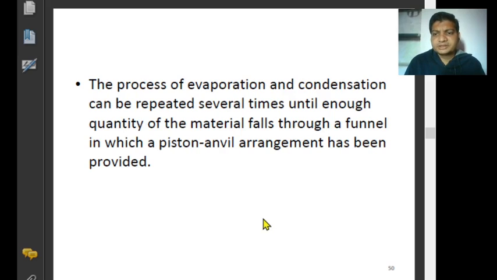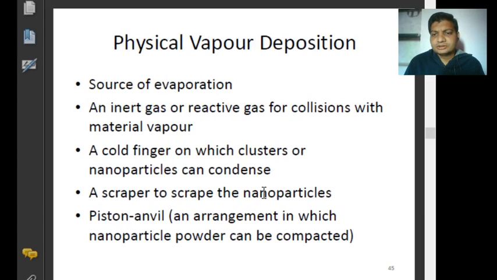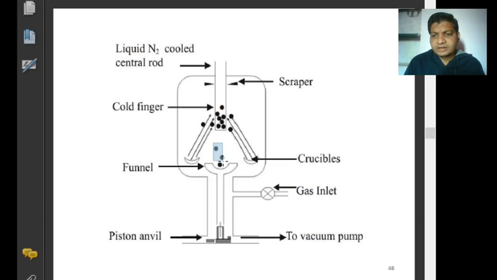The process of evaporation and condensation can be repeated several times until enough quantity of the material falls through a funnel in which a piston anvil arrangement can be provided. So this is what we have discussed. The nanoparticles get scraped and dropped here, and then we have to remove them. This is the piston anvil used to remove our nanoparticles. So as much nanoparticle as we want we can obtain from this method.